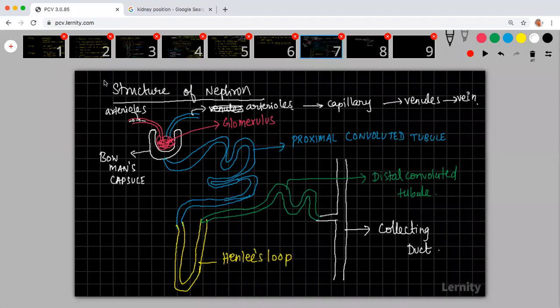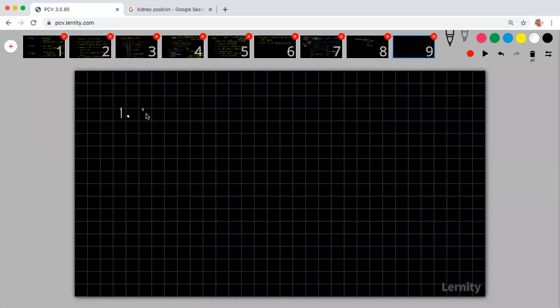Yes, all mammals will have nephrons. Most organisms having kidneys will have nephrons. Nephrons are of different types, we'll talk about it later. But as of now, your nephron has two parts. The first one is called the Malpighian capsule, which comprises the glomerulus and your Bowman's capsule.